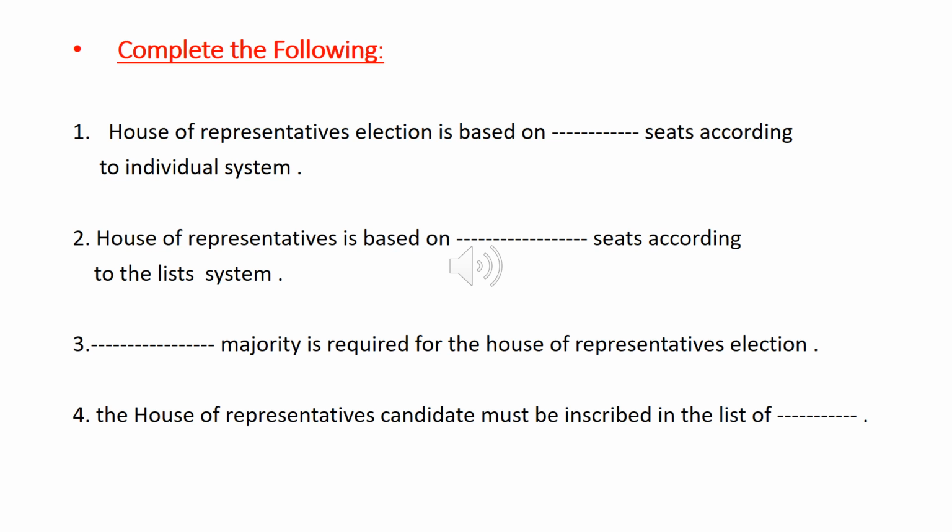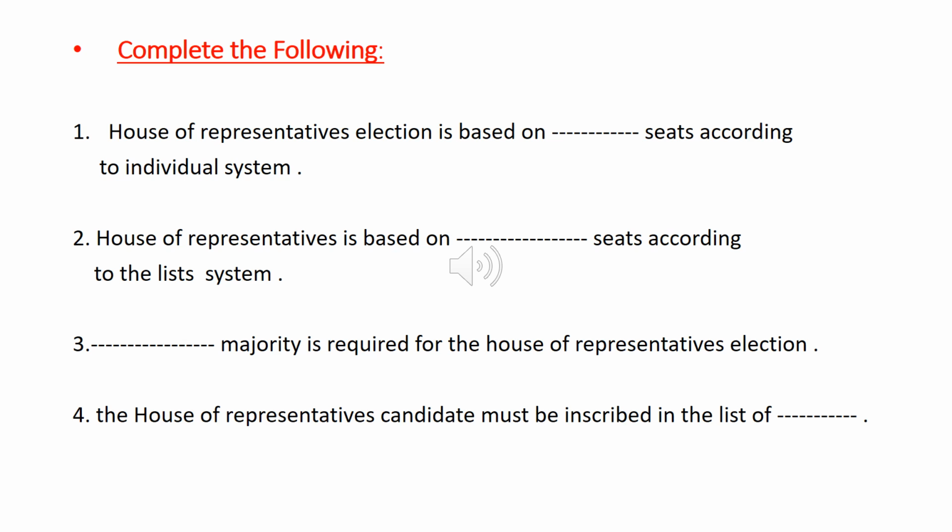Third question. The majority required for the House of Representatives election. Now you, as a voter, you go to vote in the elections of the House of Representatives. You have to choose a representative for your geographical location. So the majority required for this member to be elected is a simple majority. 50% plus 1 from the voters must say yes.